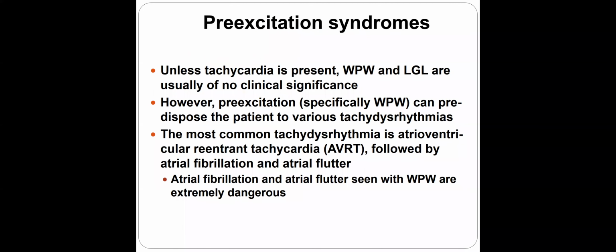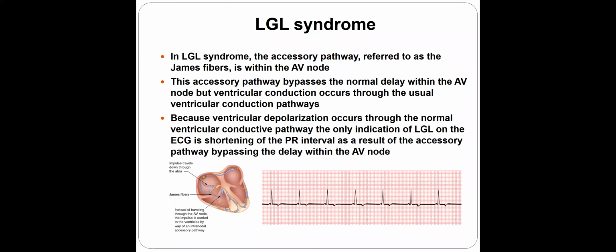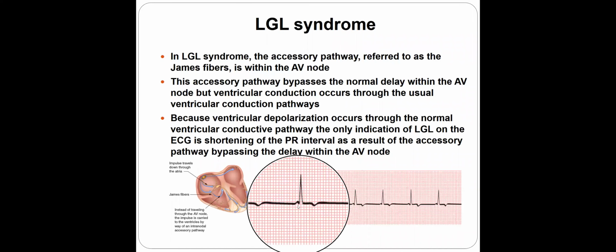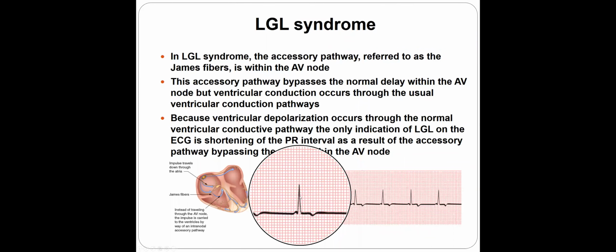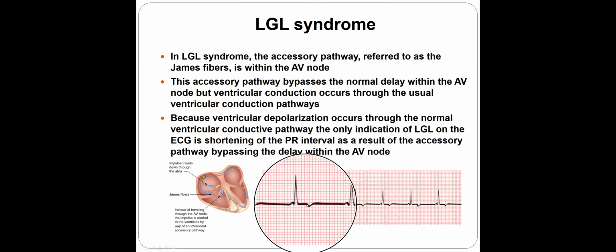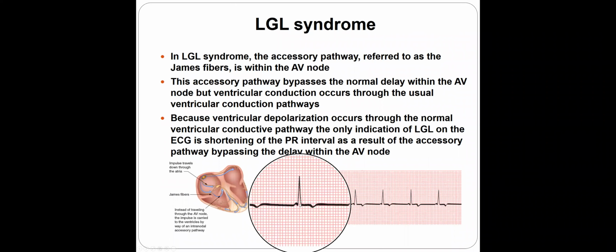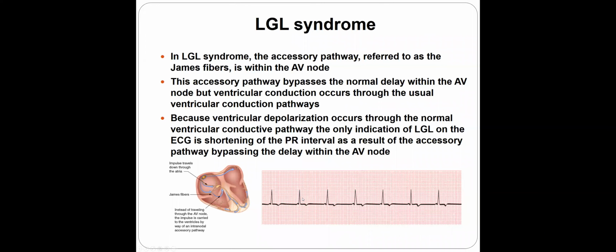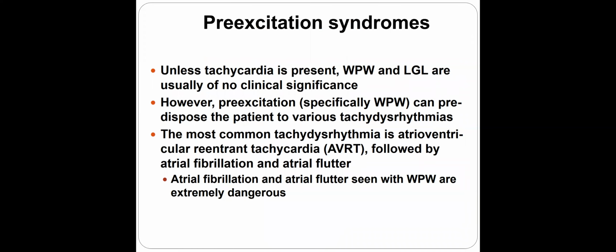Now, LGL, coming back. LGL syndrome is a different one because in LGL syndrome, this James fiber is bypassing the AV junction, and the fiber connects the atrial muscle to the bundle of His. So what will happen? The P is followed by QRS immediately, but because the ventricle is activated right away through the bundles, that QRS complex will be narrow.